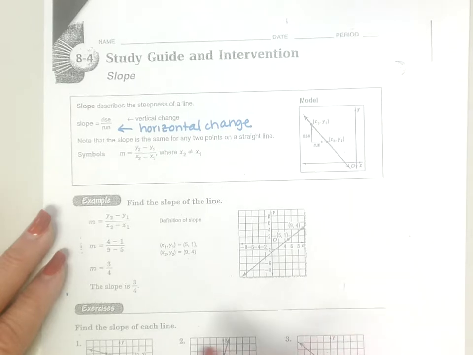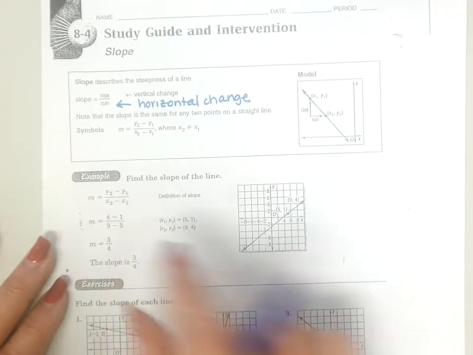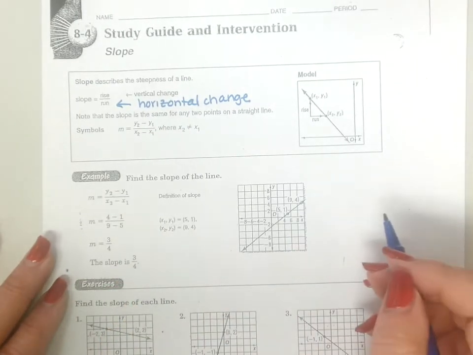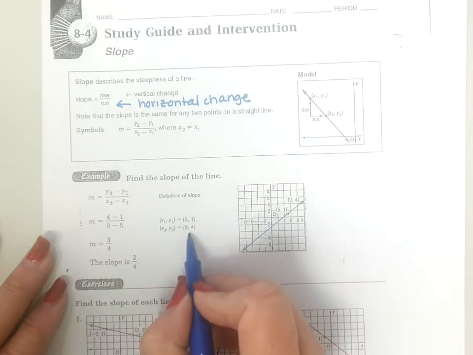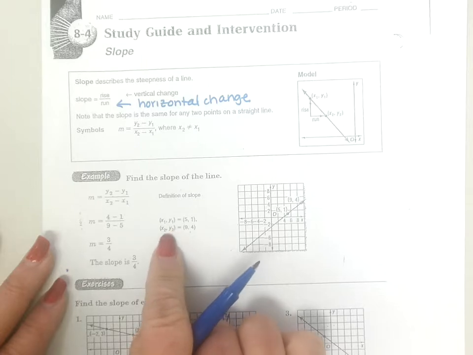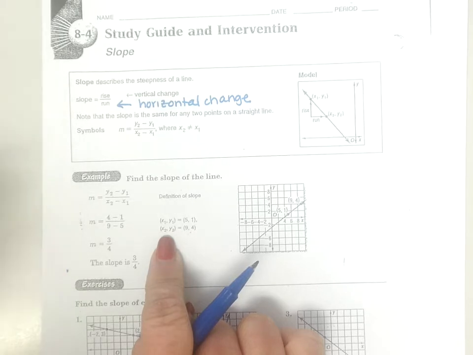Okay? So let's say I had 2 points. They were, let's see, 5, 1 and 9, 4. And it doesn't really matter which one's the first point and which one's the second point. Whichever one you start with, though, you have to make sure you start with the x from the same point that you started with the y.